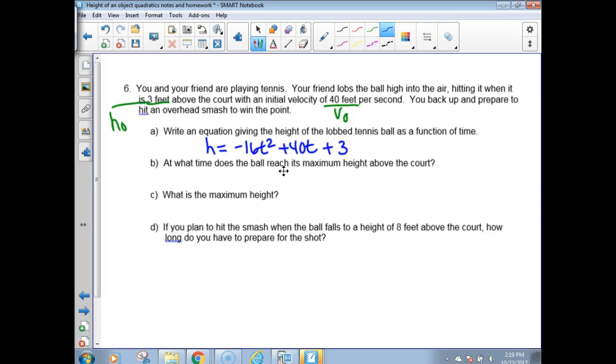At what time does the ball reach the maximum height above the court? Oh, that relates to our stuff we've been doing. We want to know when the ball hits the max. How long does it take the ball to reach its maximum height above the court? All right, remember the max? The opposite of B over 2A. The opposite of B would be negative 40.